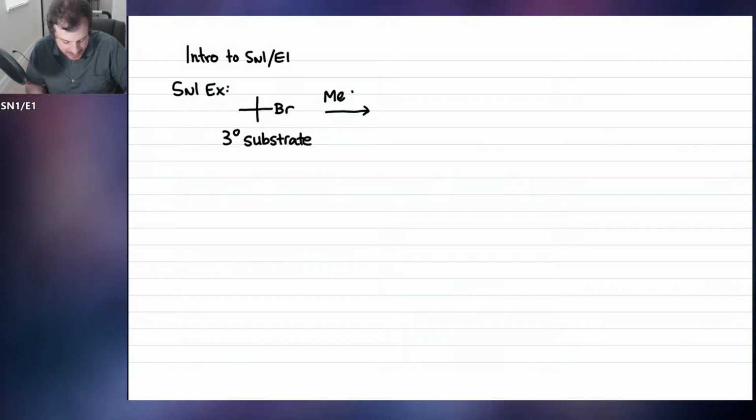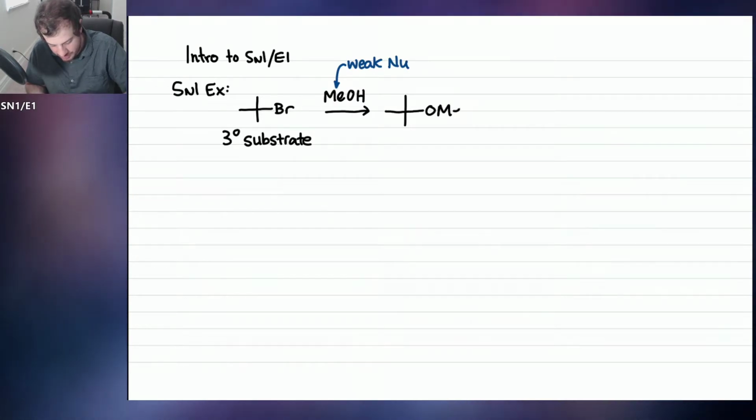Another key feature of the SN1 reaction is really weak nucleophiles. The nucleophiles are typically neutral. They're things like methanol, ethanol. Basically, all the nucleophiles that are way too weak for SN2, they work fine for SN1. The product is substitution, just like SN2. We're going to now replace our leaving group, bromine, with OMe from the methanol. And then we're going to generate a byproduct of HBr, we'll see how that happens as well.